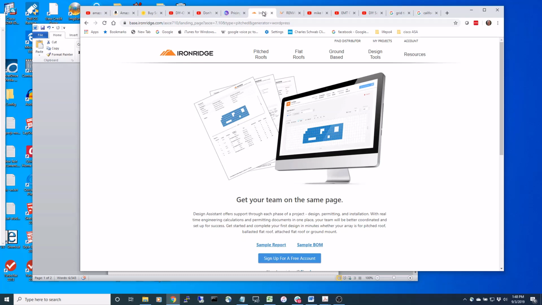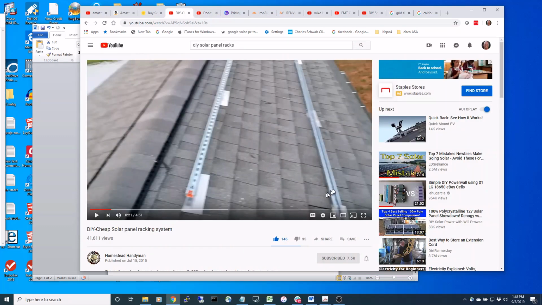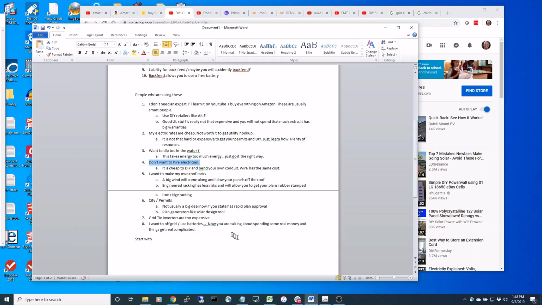The other thing is that some of these are engineered systems, so they're not going to blow off your roof. You don't necessarily want these kinds of homegrown roof racking systems that are just going to blow off and rip your roof off. I think you want to use more standard systems.